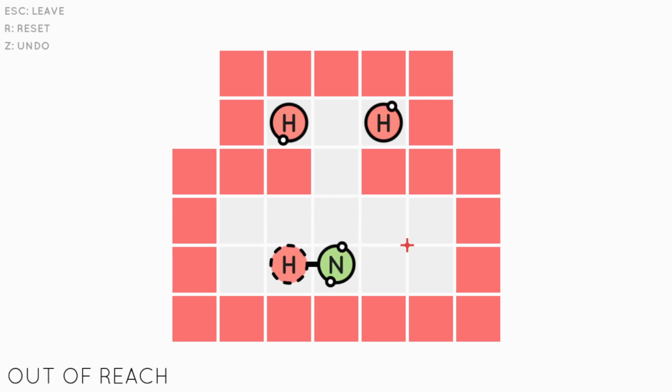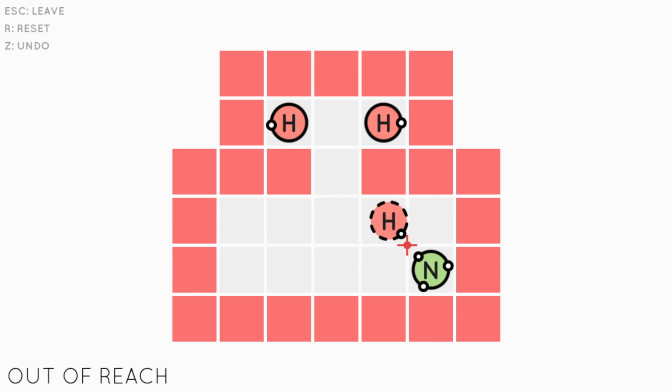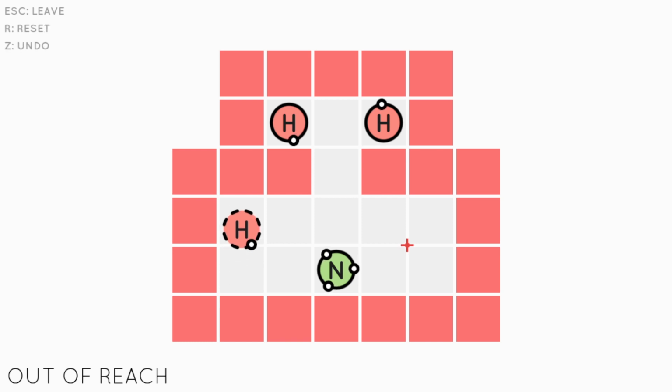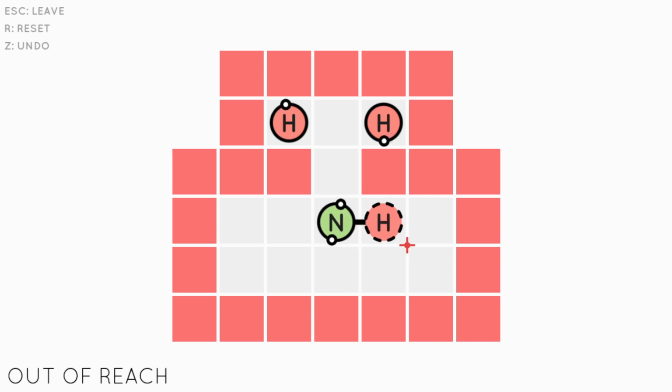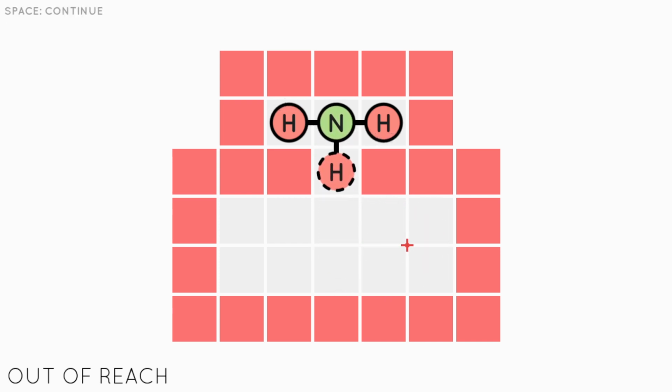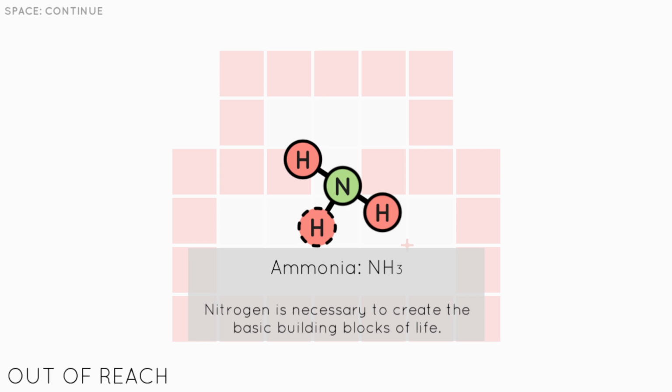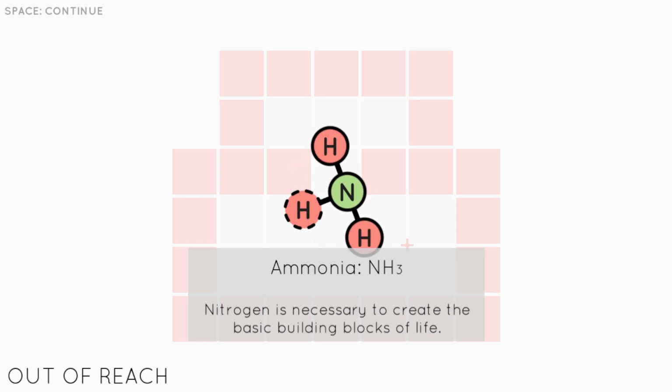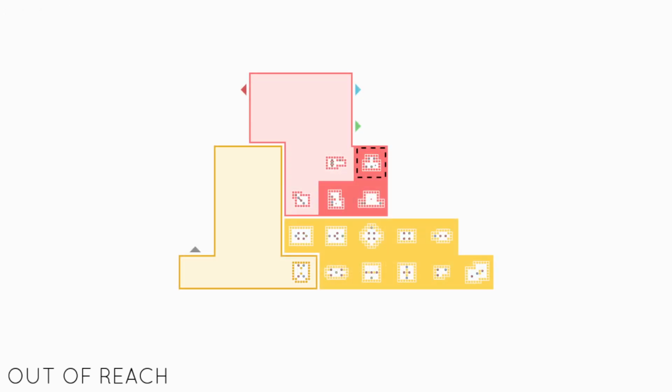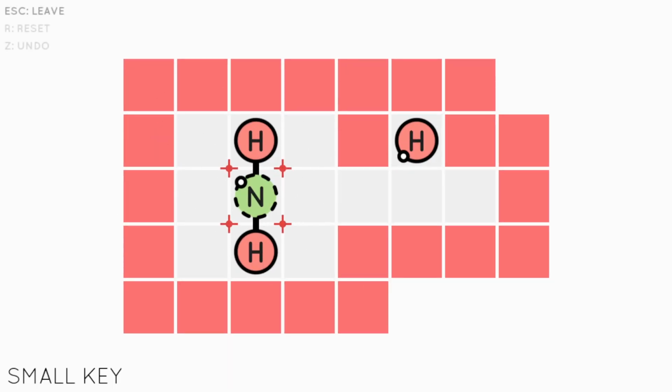Alright, so I need to somehow make it so that I... What? Oh, it even shows you a replay. I need to somehow make it so I have nitrogen on top of me so I can push that in and do that. So, is this good? Yes, it is. Okay, there you go. Ammonia. Nitrogen is necessary to create the basic building blocks of life. That is true. Alright, small key.